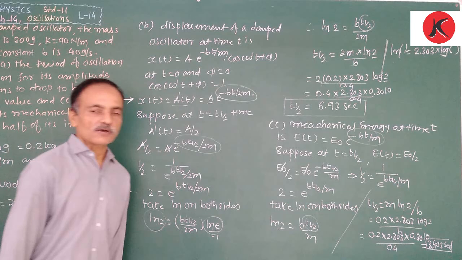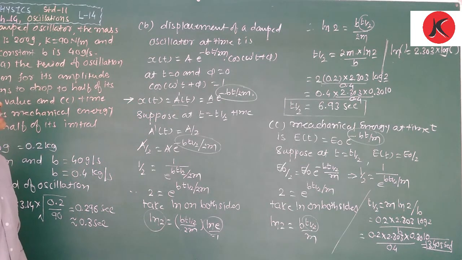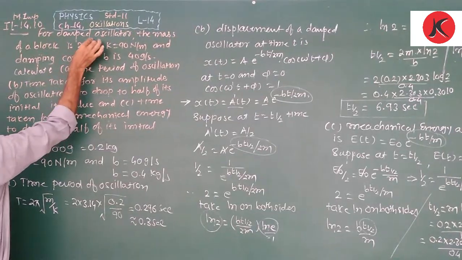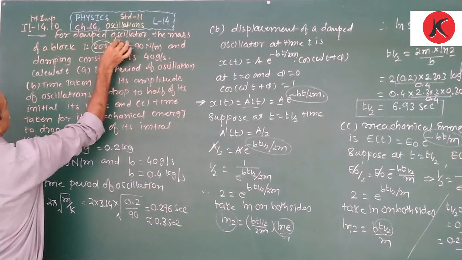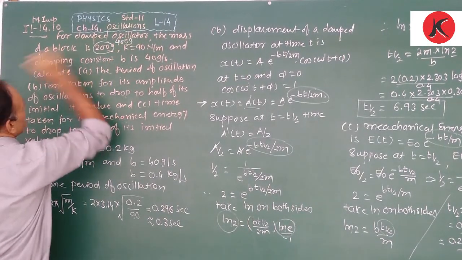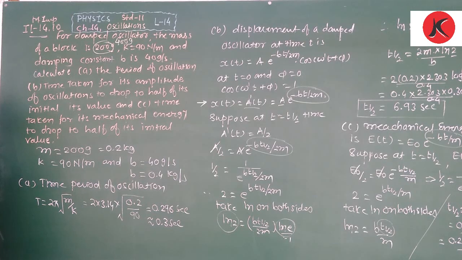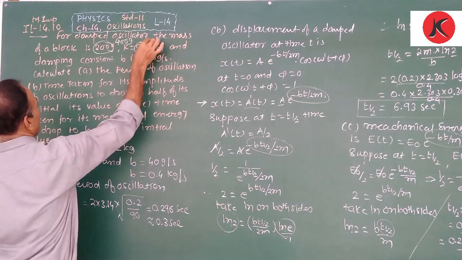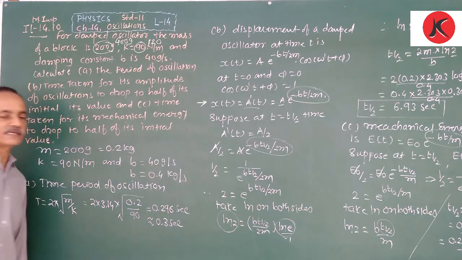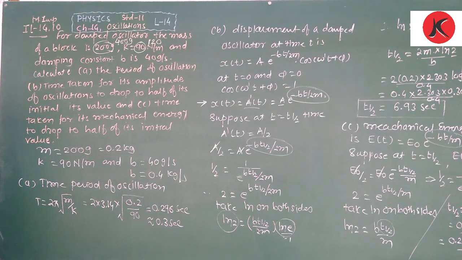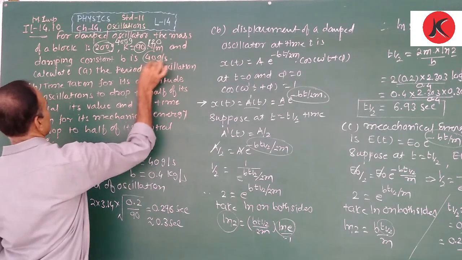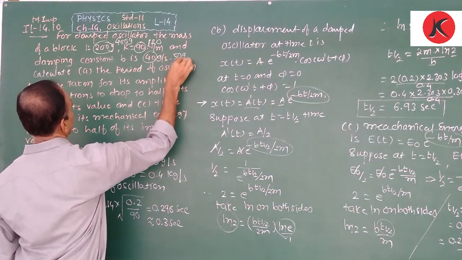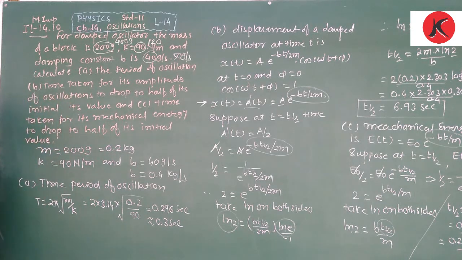The same numerical was also asked; I think this numerical is for homework. For a damped oscillator, the mass of the block is, instead of 200 gram, 400 gram. Force constant, instead of 90, is 120 Newton per meter. And damping coefficient, instead of 40, is now 50 gram per second. Find out the same quantities.